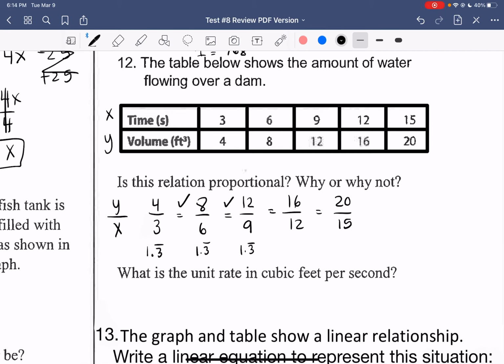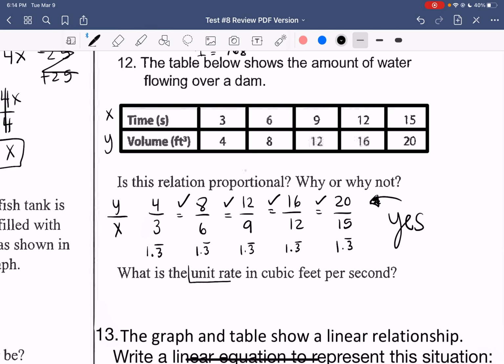Then we do 16 divided by 12, which is also 1.3 repeating, so those are equal. And let's see if this last one messes it up. 20 divided by 15, also 1.3 repeating. And so each of these is proportional to one another, so we can say yes, and our justification is right there, that they all produce the same growth.